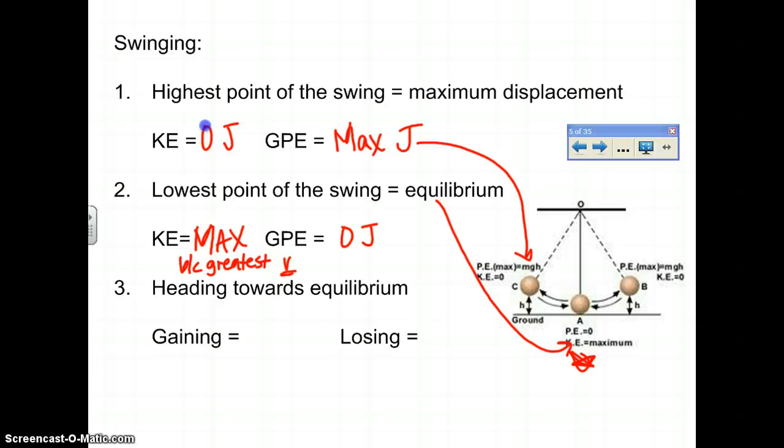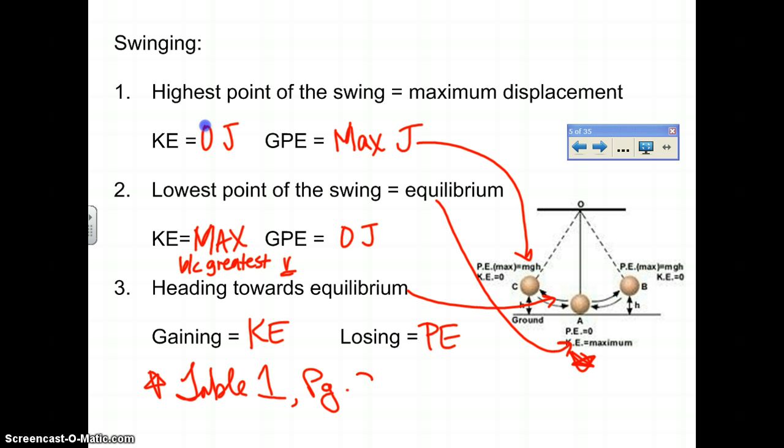Heading towards the equilibrium position, this one is looking at in between the positions there. You're going to be gaining kinetic energy and losing potential energy. Something that I would like you to mark is look at table number 1 on page 375. This will definitely help out with this concept.